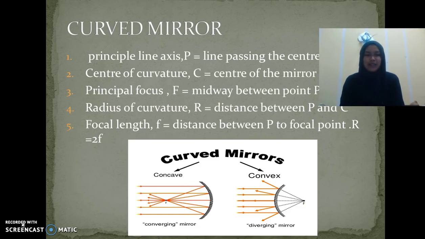Curved mirror. Principal axis P is the line passing through the center. Center of curvature C means the center of the mirror's sphere. Principal focus F is midway between point P and C. Radius of curvature R is the distance between P and C. Focal length F is equal to the distance between P and the focal point. R equals double F.